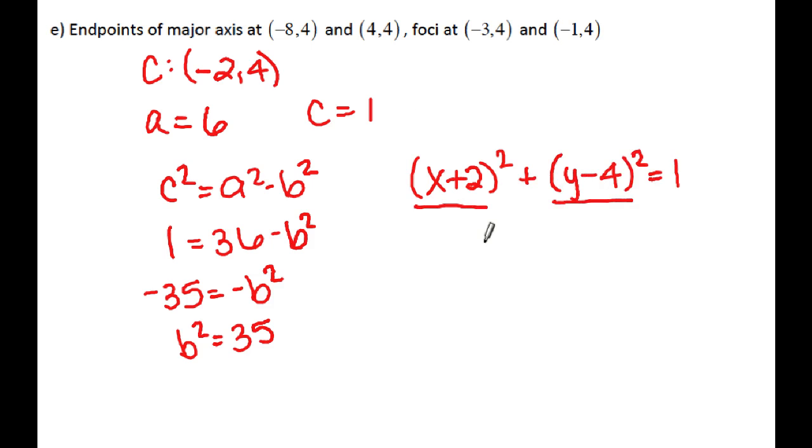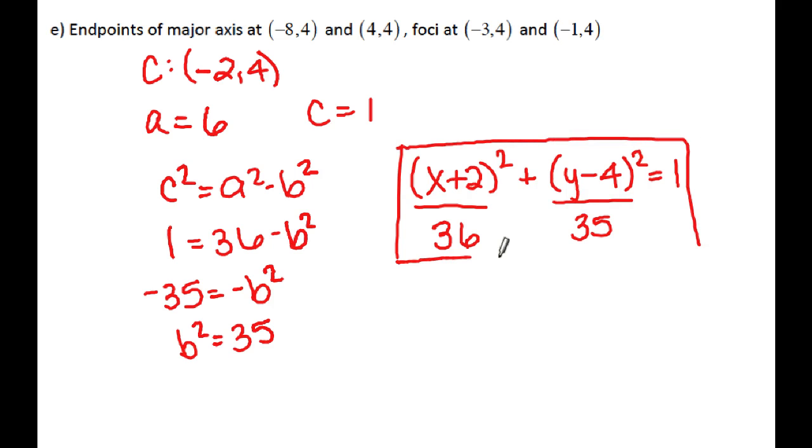We still need to figure out if our A is going to go underneath our x or our y. If you look at the endpoints of your major axis, it's your x coordinates that are changing. So that means A squared is going to go underneath my x, and then B squared is underneath my y. And this is your equation.